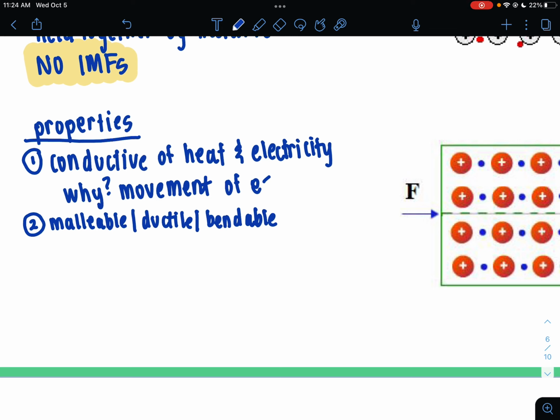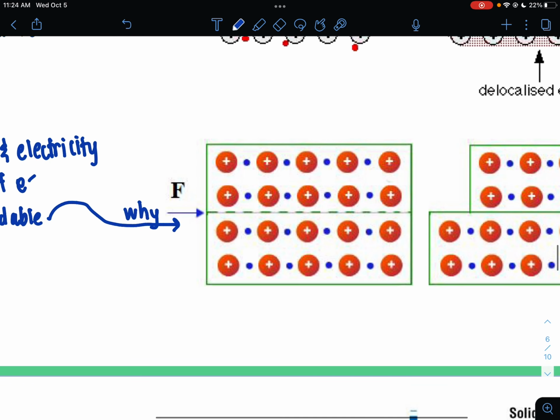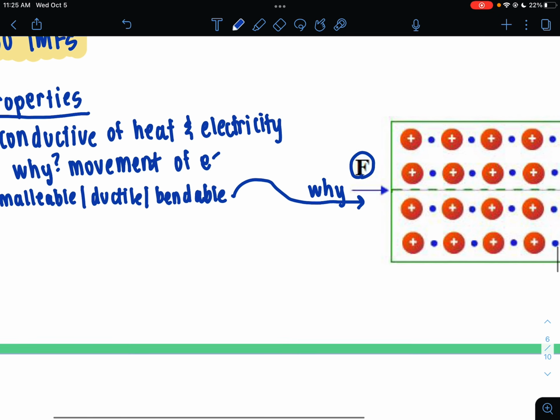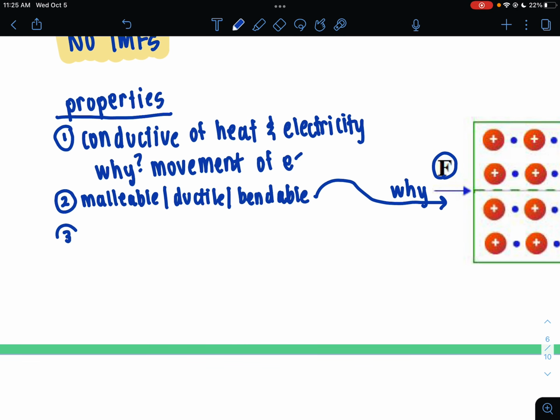So this little picture is your why. There's your metallic bond, there's your little metal atoms, and the little blue dots are your electrons. Here is where you apply a force. So you bend it, you push it, whatever. When you do that, it shifts your atoms, but notice that they're all still able to attract to one another. You're still able to attract to those delocalized electrons, that sea of electrons. So remember that that is why they are malleable and they don't crumble and break. 3, they have incredibly high melting and boiling points.